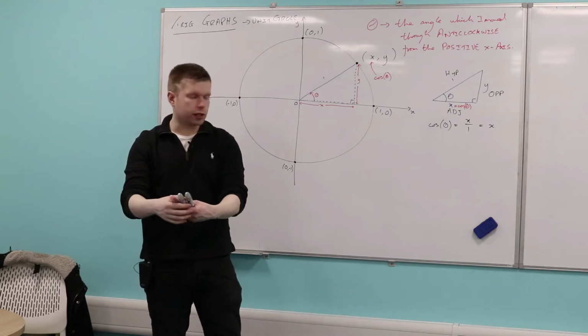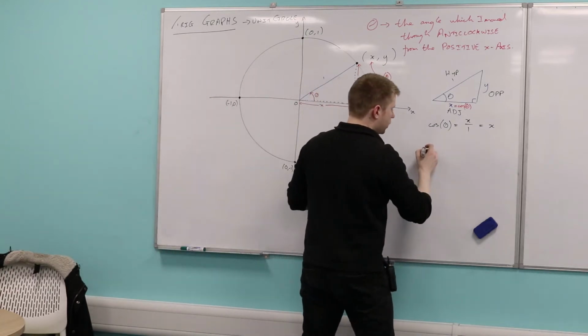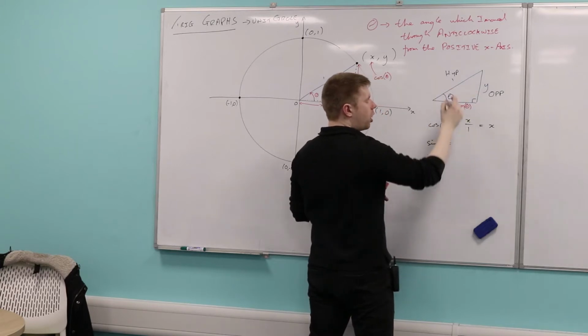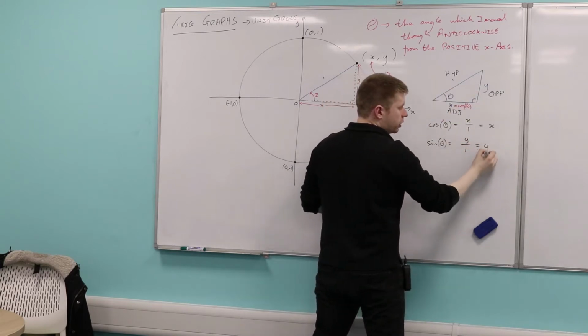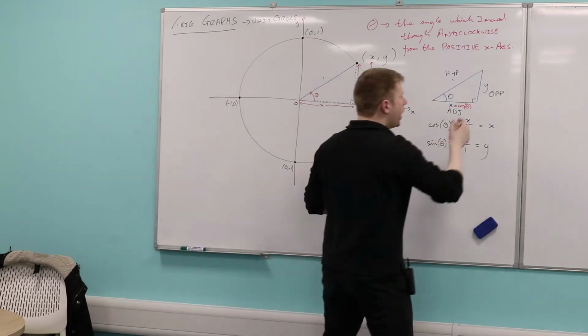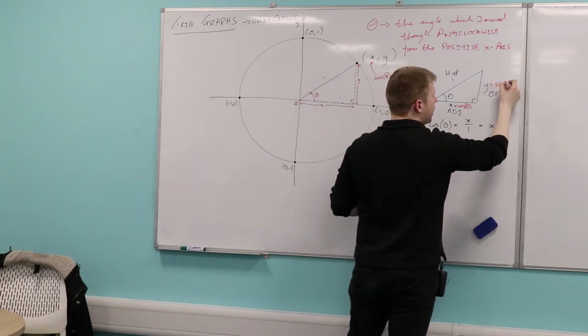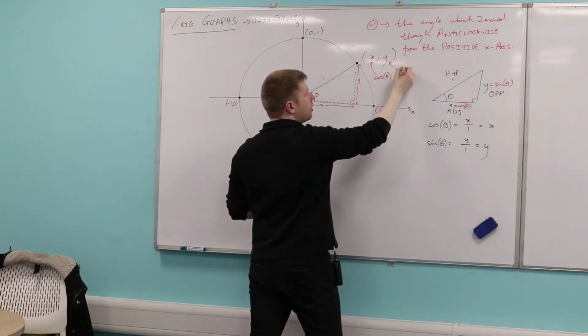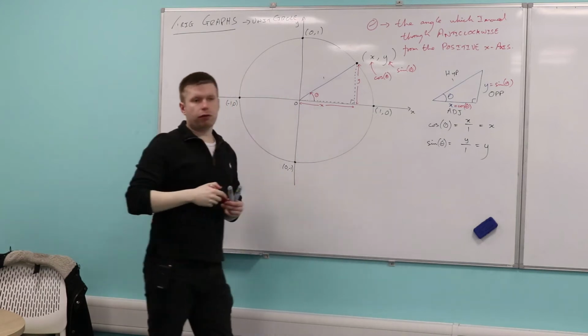What if I wanted to make a comparison between the opposite and the hypotenuse? Which ratio would I be using? Sine. Good. So I could say that sine of theta would be equal to opposite over hypotenuse. So in other words, y is just simply the sine of theta, the sine of whatever angle I've moved through.